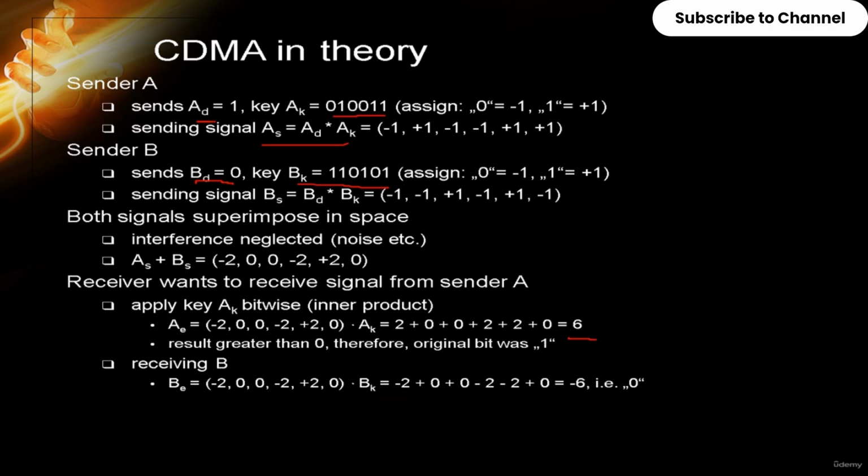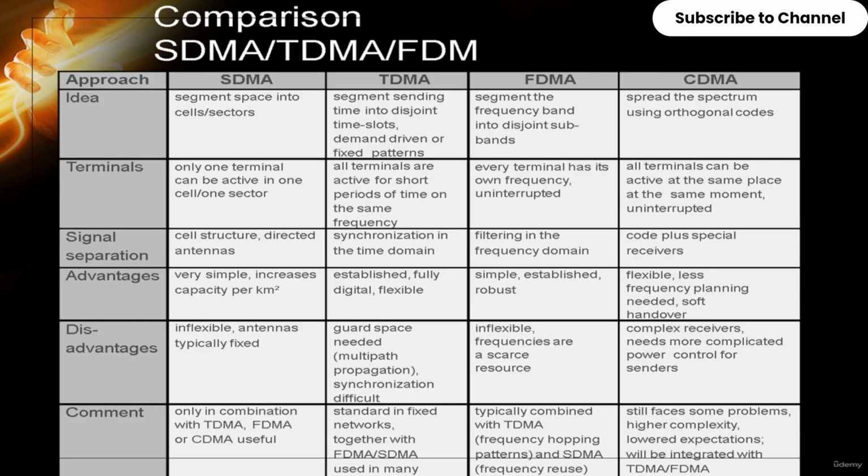Similarly, receiving B also, we got this value, dot BK we are having this value. When you do the inner product, -2 dot -1 gives 2, then if you do the addition you get the value -6. That is, for the other sender, the value is 0. So both are having the final value of 0. Likewise, the communication is happening.